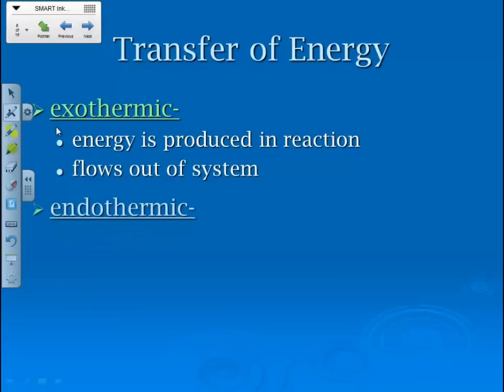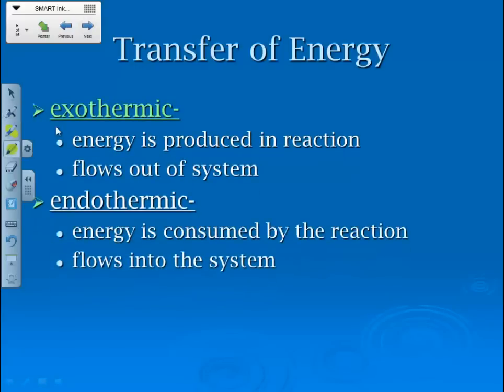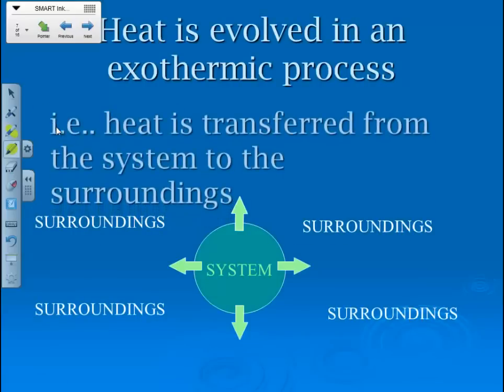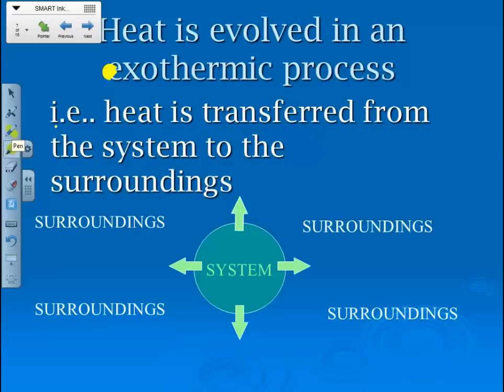Now, with transfer of energy, there are two terms that we should hopefully remember from last year. The first one is exothermic, where energy is produced in the reaction, so energy is flowing out of the system. And then secondly, we have endothermic, where energy is consumed by the reaction and it's flowing into the system. We talked a lot about this last year. In fact, we overgeneralized, saying exothermic is usually warm and endothermic is usually cold. We stay away from those generalizations in AP because sometimes it ends up getting us in trouble, as we found when we oversimplify things.